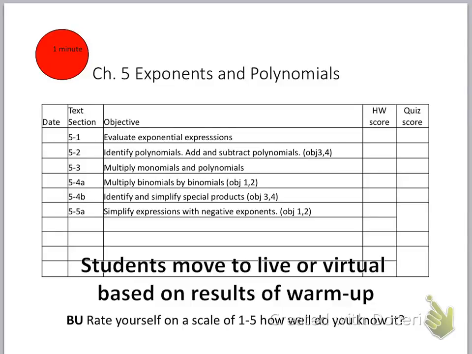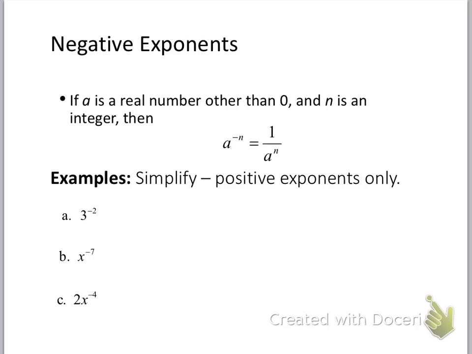Okay, today we are taking a look at simplifying expressions with negative exponents. This is a little bit of a continuation of that first goal that we had. So what does a negative exponent mean? A negative exponent can be written with a positive exponent by moving it to the bottom of a fraction.